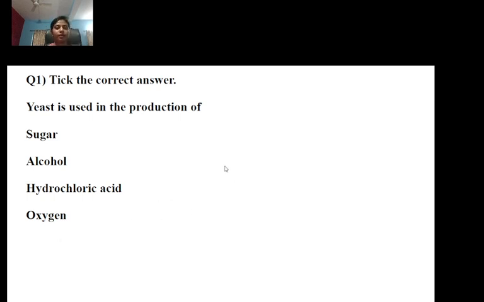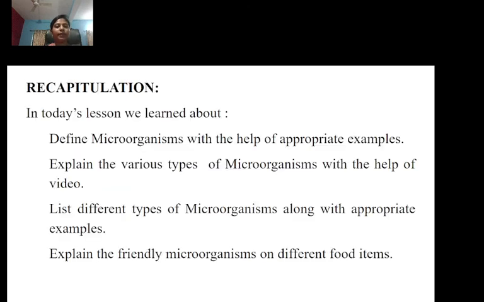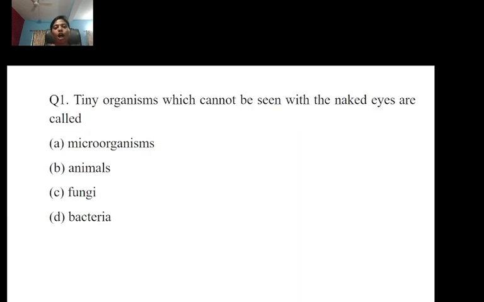Very nice. I'm proud of you. Now let's end this class, students. In today's lesson we learned to define microorganisms with the help of appropriate examples. Then we learned the various types of microorganisms: bacteria, fungi, algae. Now we have these different types of microorganisms, and friendly microorganisms, how microorganisms help us and what microorganisms we can eat.